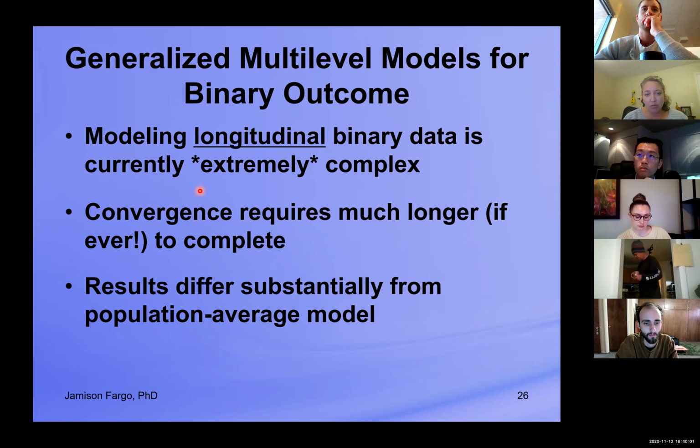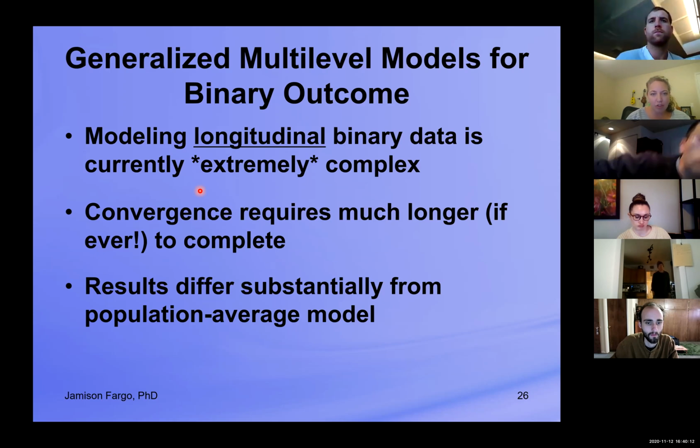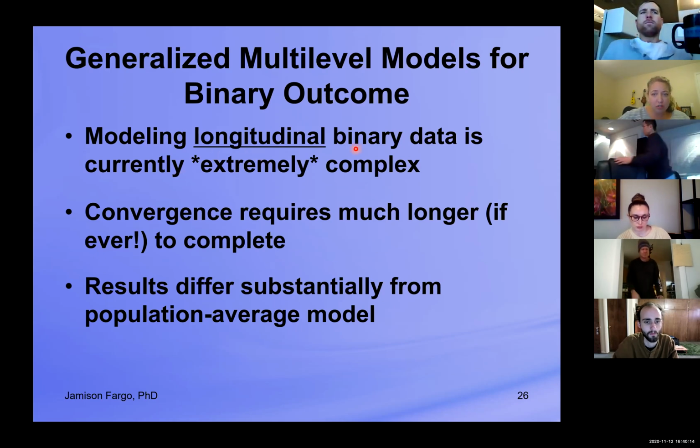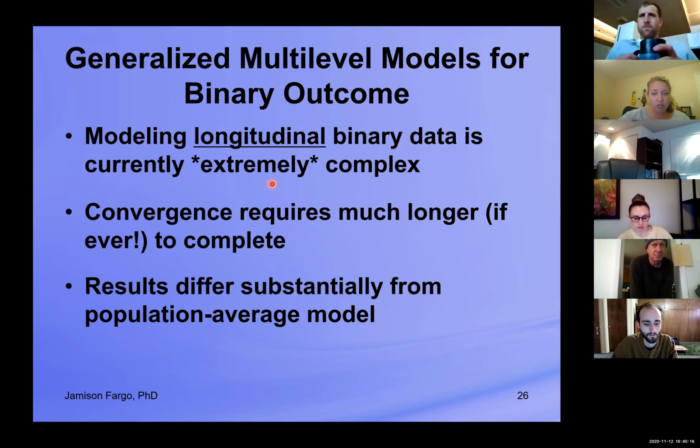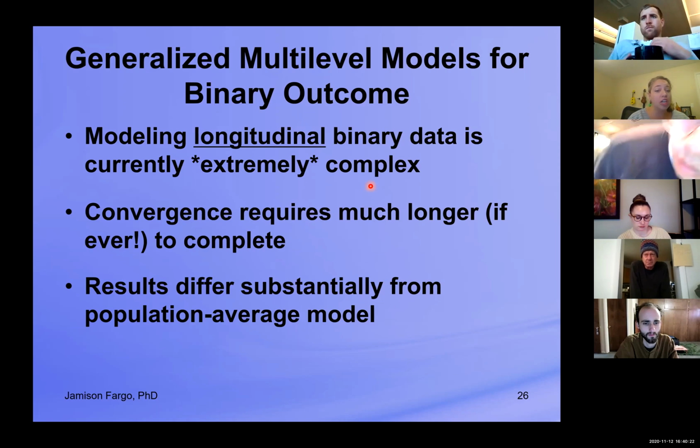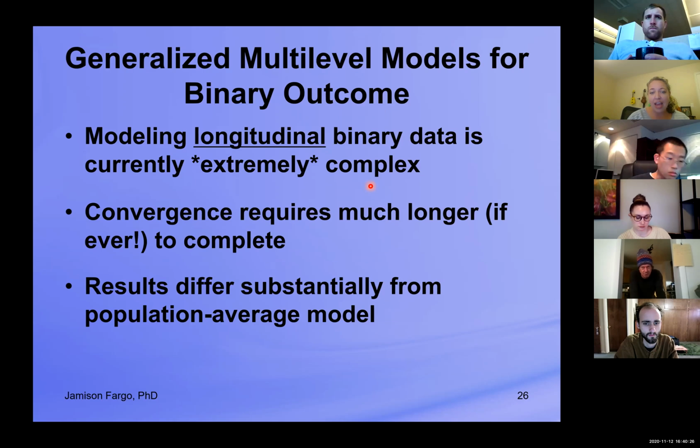Now, these slides were written by Jameson Fargo, and I think the first time he made these slides was like 10 years ago or more. So they are slightly outdated. He does say on here, the first bullet point, that modeling longitudinal binary data is currently extremely complex. Now, 10 years ago, even 5 years ago, SPSS could not do this. It wasn't even an option in SPSS. SPSS could do multi-level models, but they couldn't do generalized multi-level models.